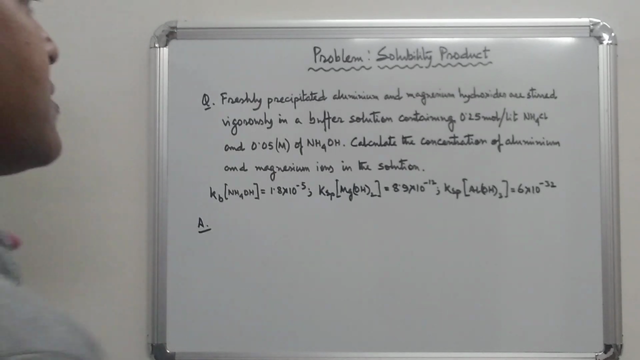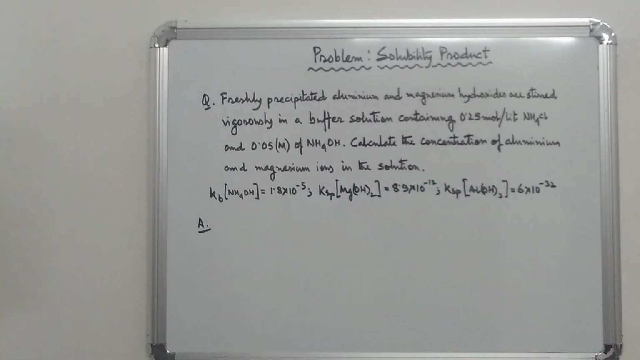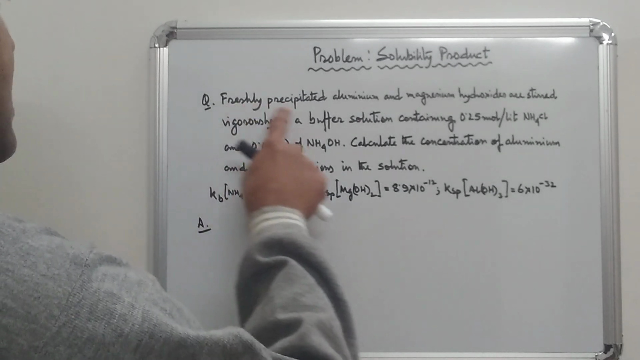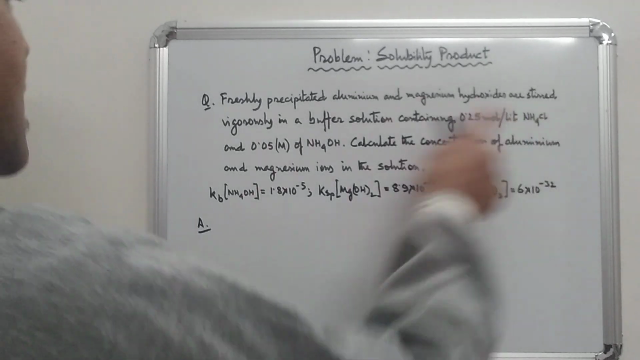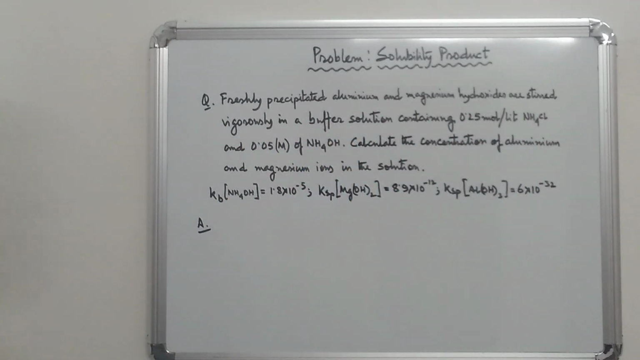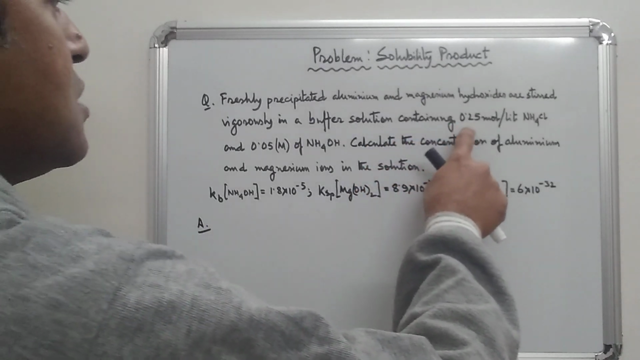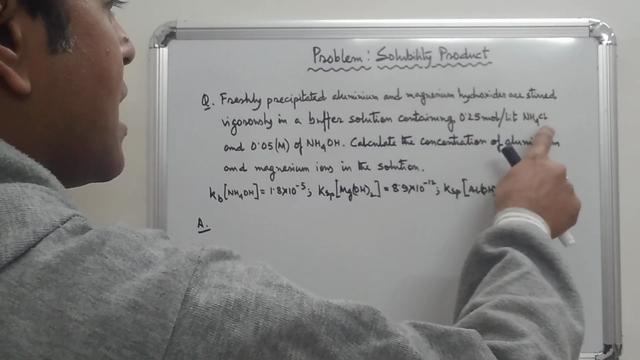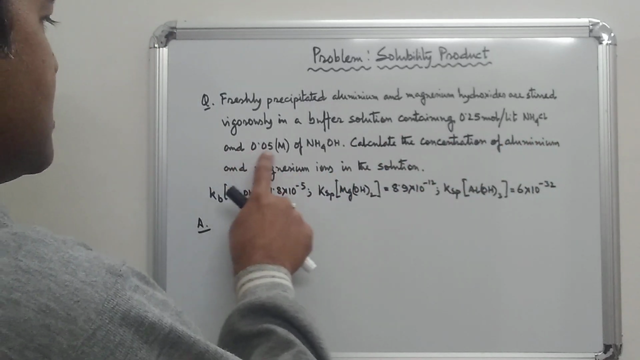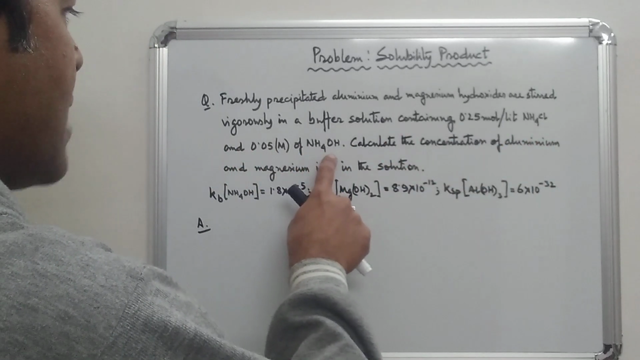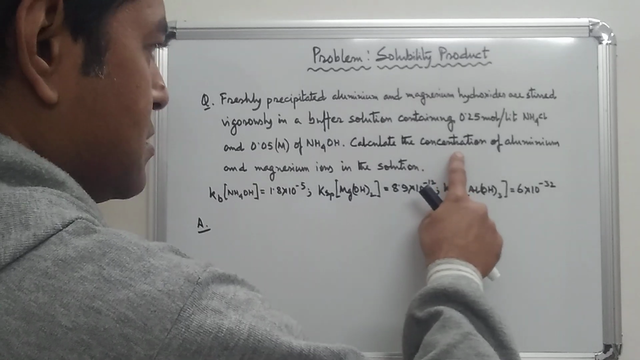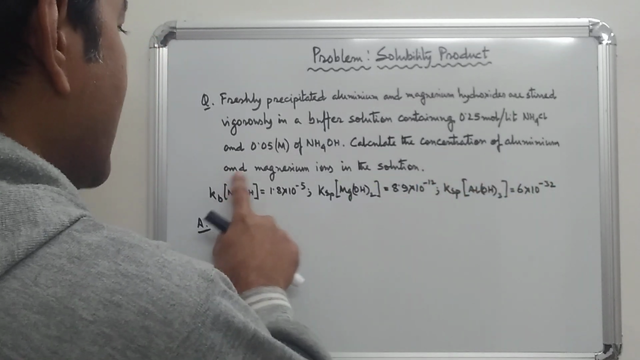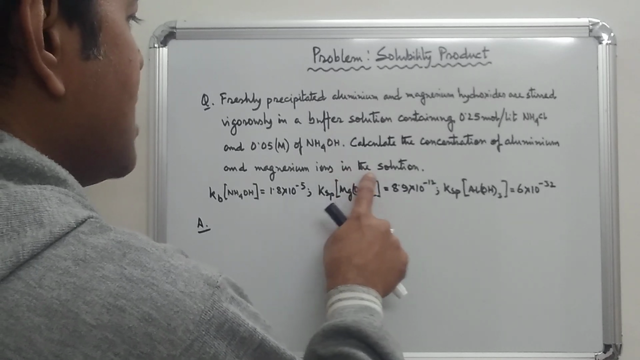An interesting problem from the chapter of solubility product. The question says freshly precipitated aluminium and magnesium hydroxides are stirred vigorously in a buffer solution containing 0.25 mole per liter ammonium chloride and 0.05 molar of ammonium hydroxide to conduct the chemical reaction. Now calculate the concentration of aluminium and magnesium ions in the solution.